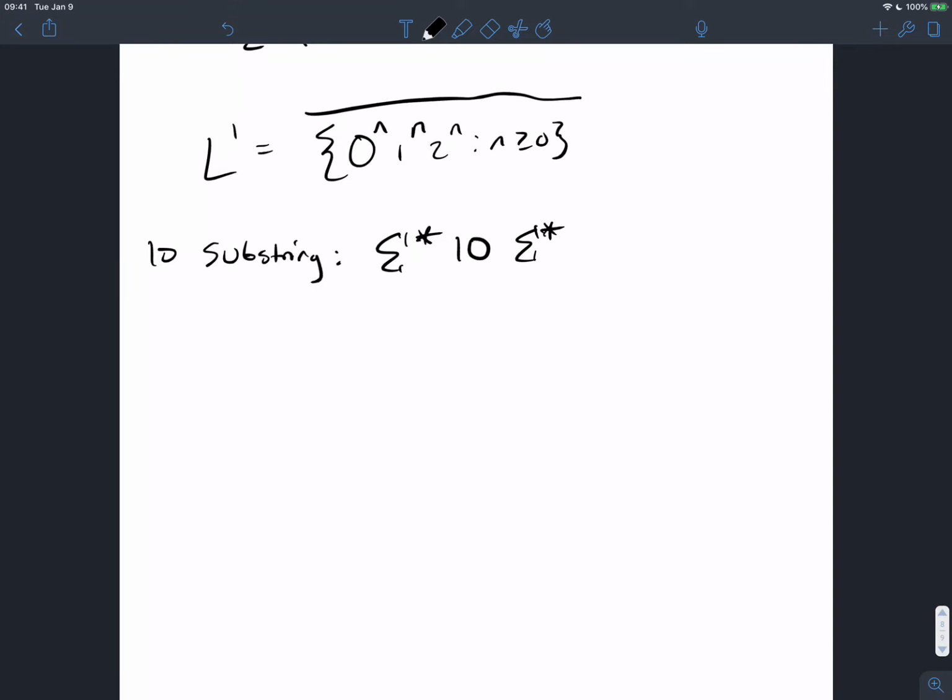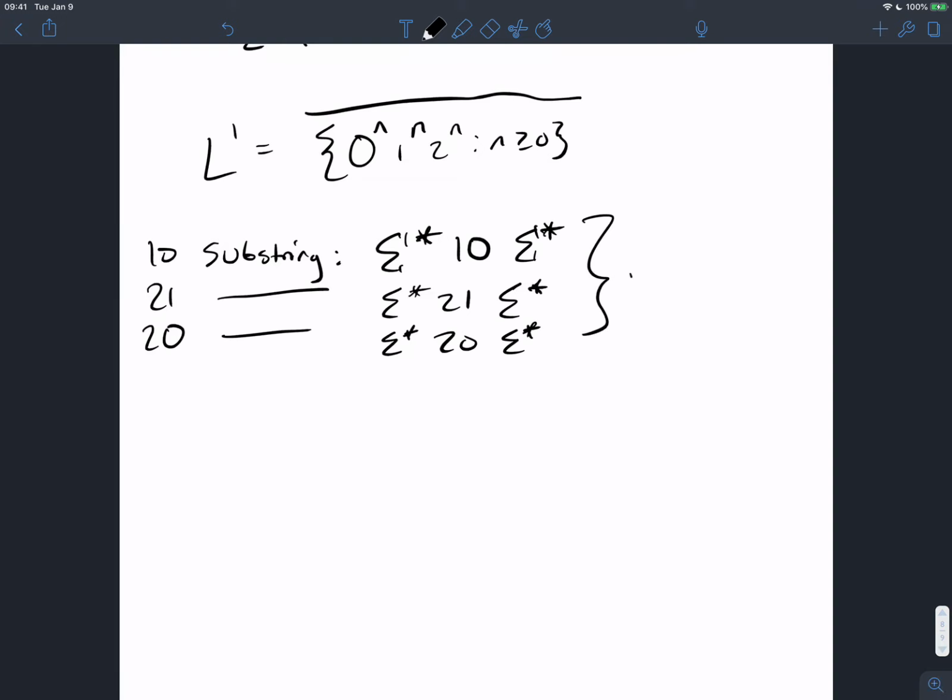What about a 2-1 substring? Is that in the complement too? Yeah, same idea: sigma star, 2, 1, sigma star. Is there another case where the substring helps us here? Yeah, a 2-0 substring. It's going to be the union of all these cases plus other ones. The key from all this is that all three of these are regular, because they're regexes.